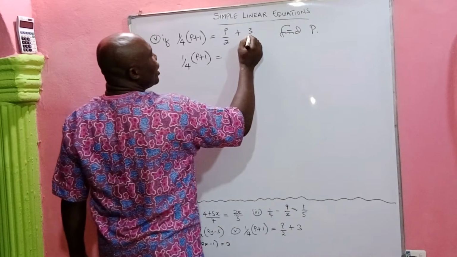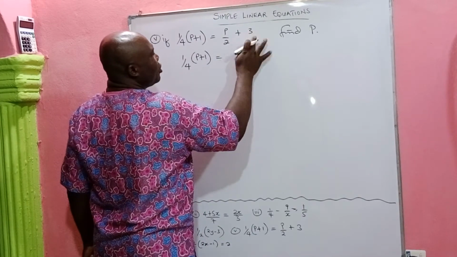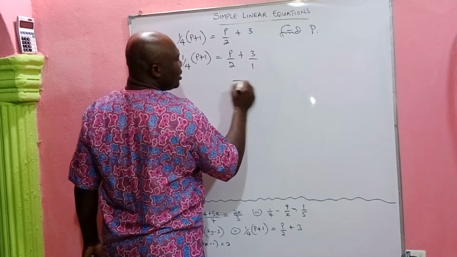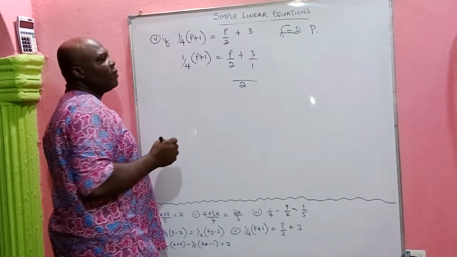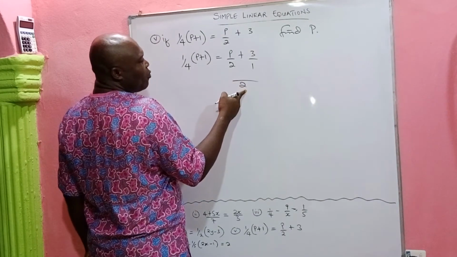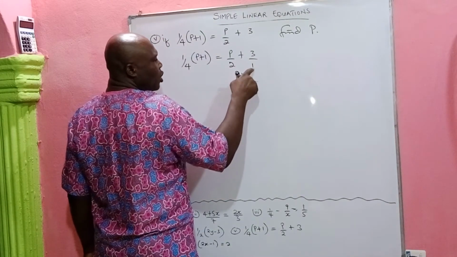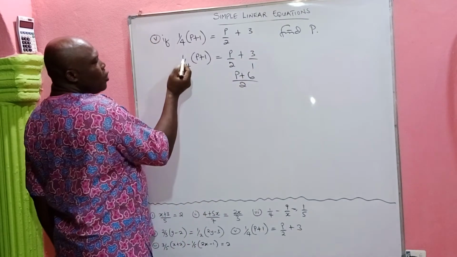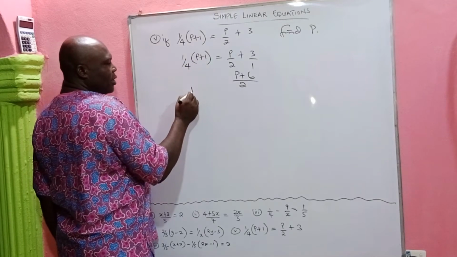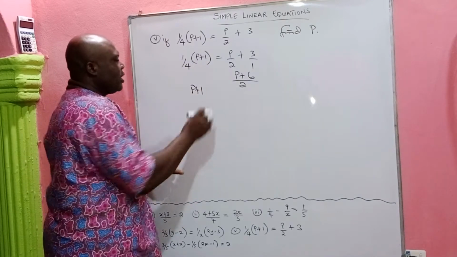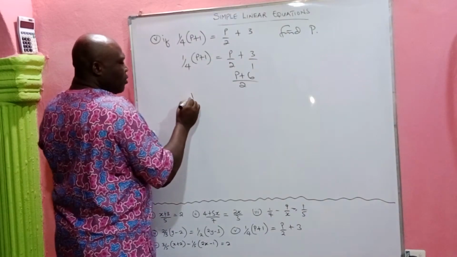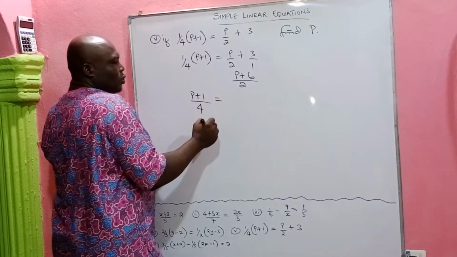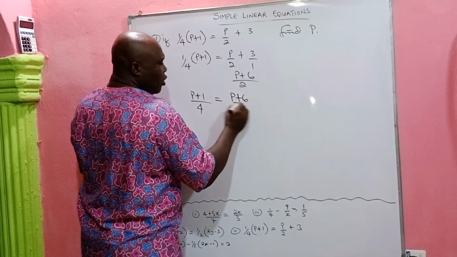We can look for the LCM. All right, so we are going to have our p all over 2 plus 3 all over 1. The LCM here is 2. Please take note of that. So 2 into 2, we have 1. 1 times p will give us p, plus 1 into 2 is 2. 2 times 3 is 6. So you're simply going to have 1 times p plus 1 will give us the same thing as p plus 1. Please take note of that. 1 times p plus 1 will give us p plus 1 all over 4 here, is equals to p plus 6 all over 2.